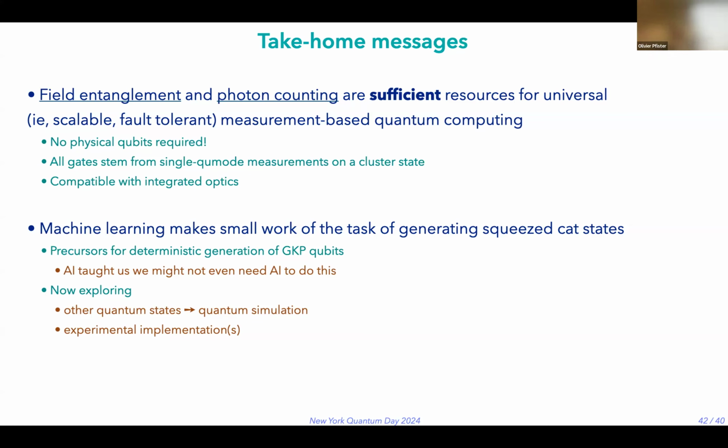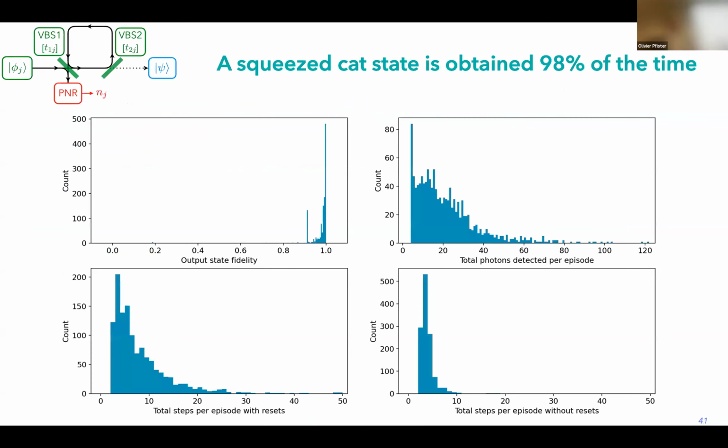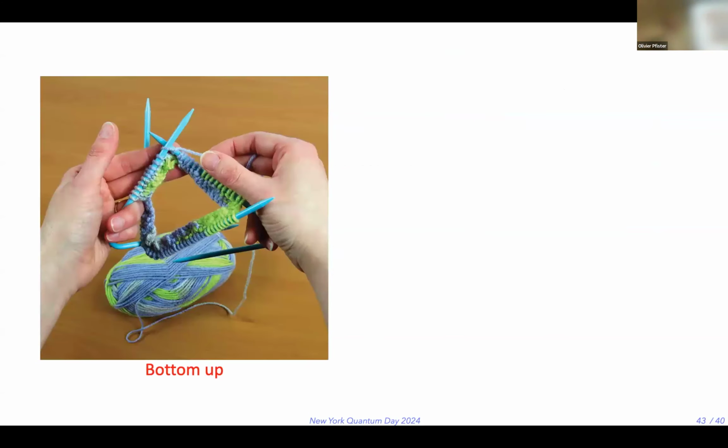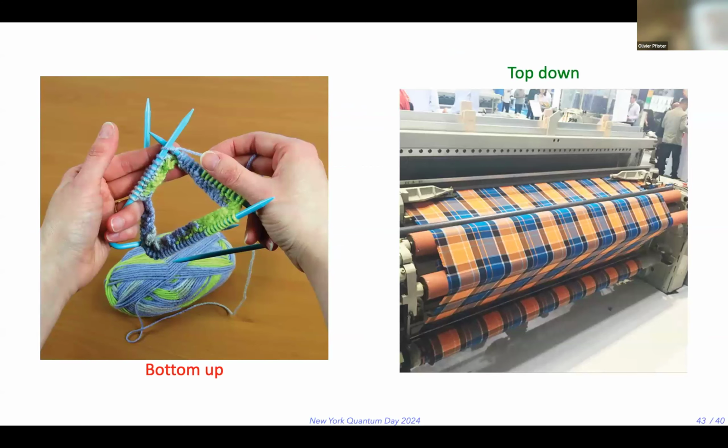So we're looking at other things, like other quantum states for quantum simulation, and we've had results that we haven't published yet, but that are going to be relevant to the quantum simulation of quantum field theory. So we're happy about that. And there are two ways of making a quantum computer: you can go bottom up, you knit up your cluster state, or you can go industrial.